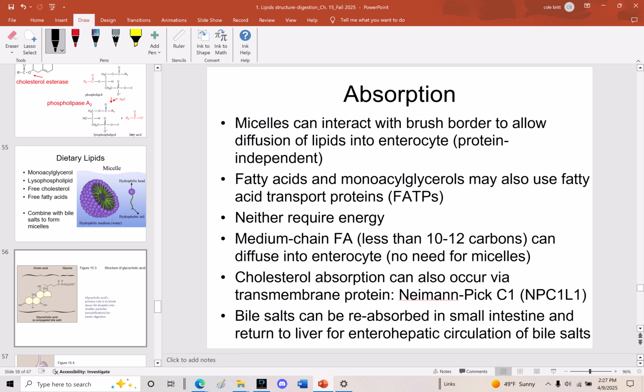I do want you to know, though, that there are other opportunities for fats and lipids to be absorbed. But the main way that they're going to be absorbed, all your lipids, the primary way is micelles.